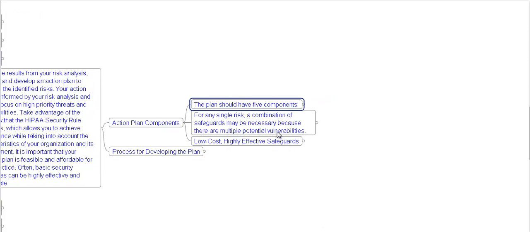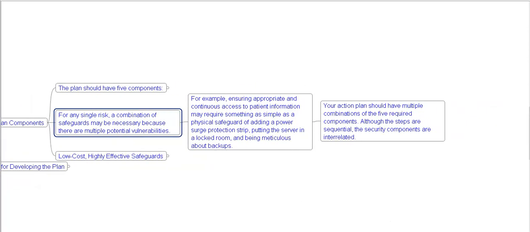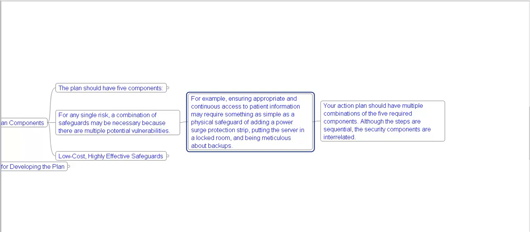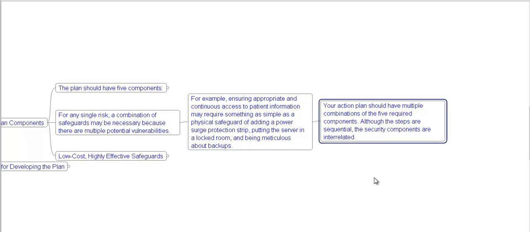For any single risk, a combination of safeguards may be necessary because there are multiple potential vulnerabilities. For example, ensuring appropriate continuous access to patient information may require something as simple as the physical safeguards of adding power surge protection strips, putting the server in a locked room, and being meticulous about backup. Your action plan should have multiple combinations of the 5 required components. Although the steps are sequential, the security components are interrelated.